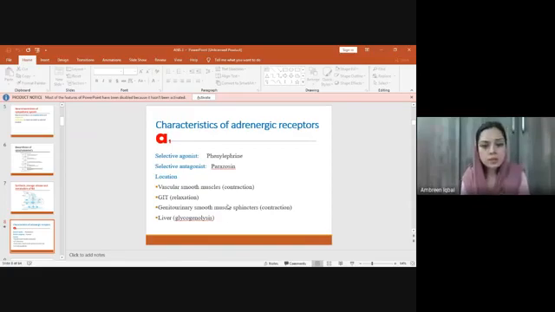So what is going to happen right now is Alpha 1 is present in the vascular smooth muscles. It is present on the GIT. It is present on the genitourinary smooth muscle sphincters. It is present on the liver. So what is going to happen when adrenaline acts on these alpha 1 receptors?